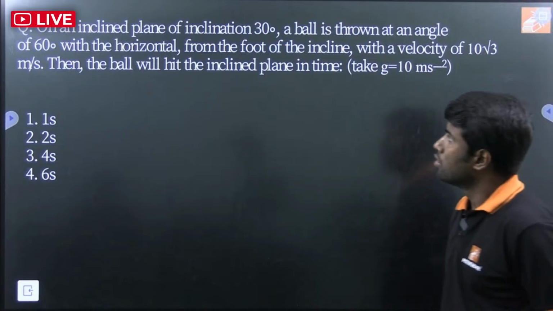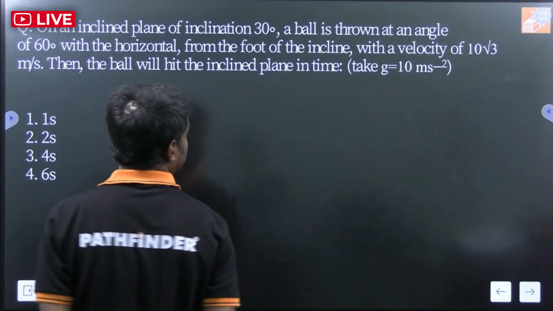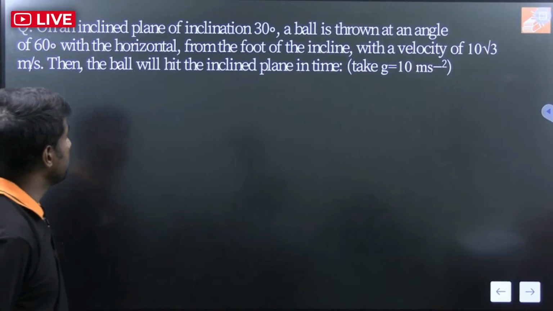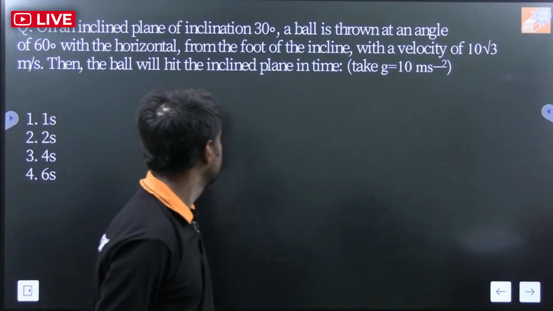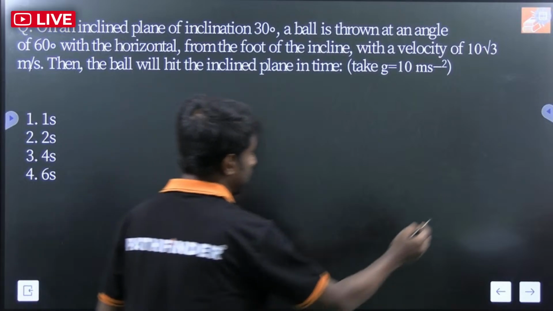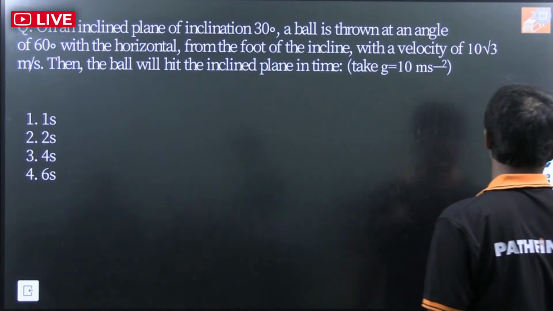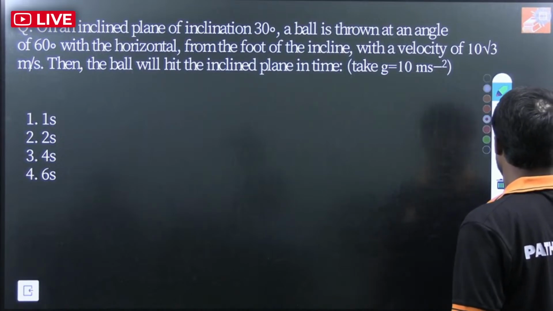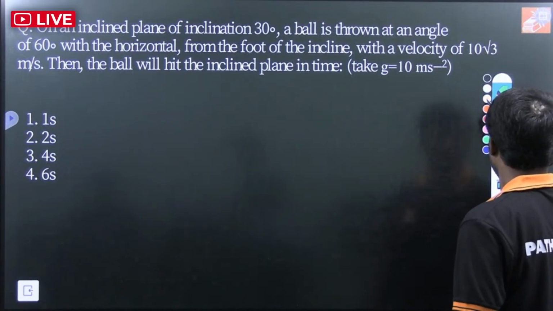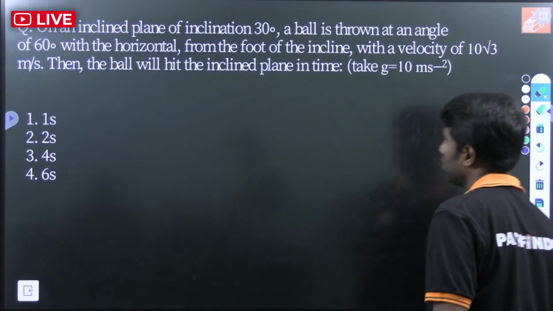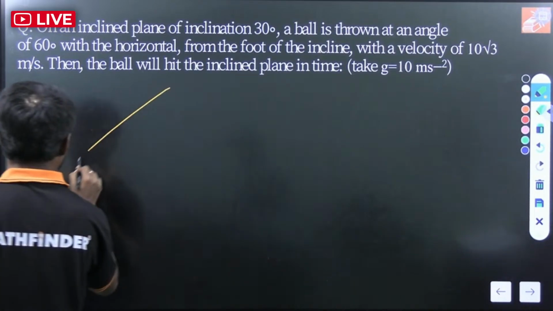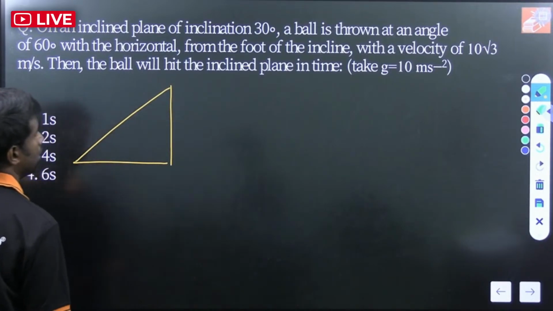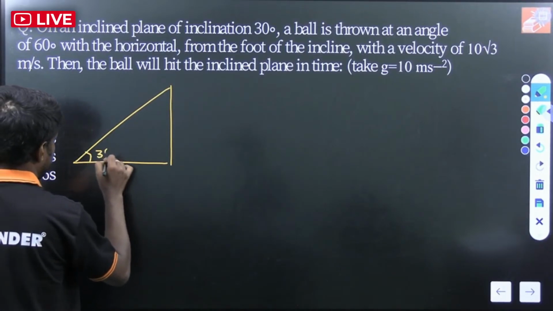Okay. So this question is an inclined plane of inclination 30 degree. So let's draw this inclined plane so that you can understand the question properly. So we are making that inclined plane and the angle is 30 degree this side.